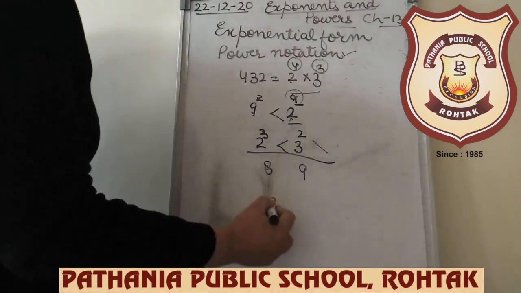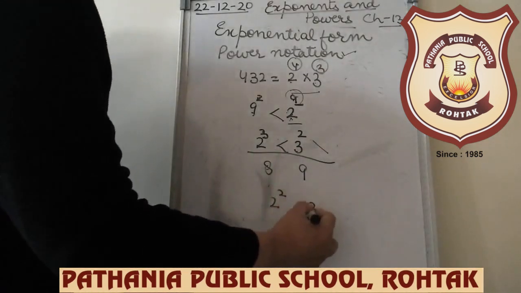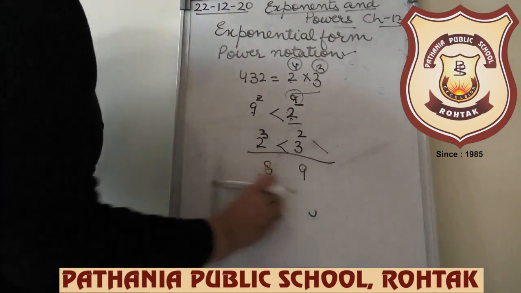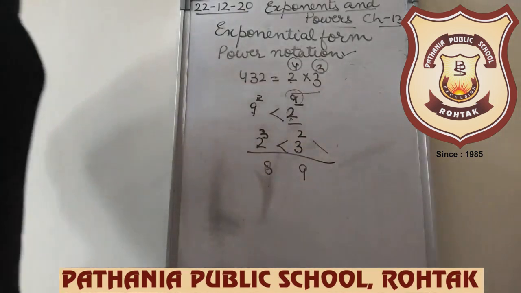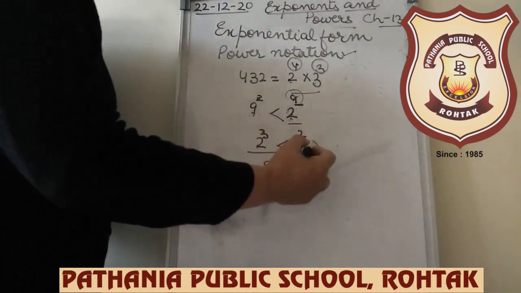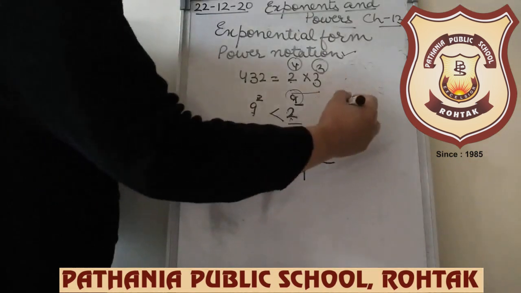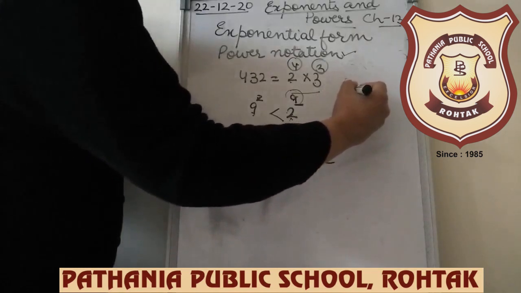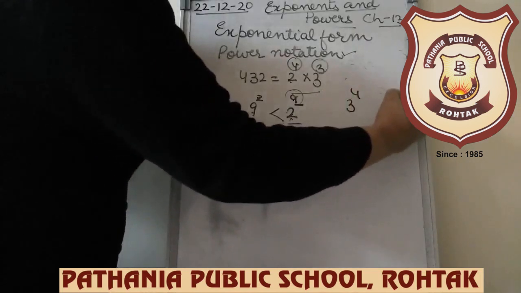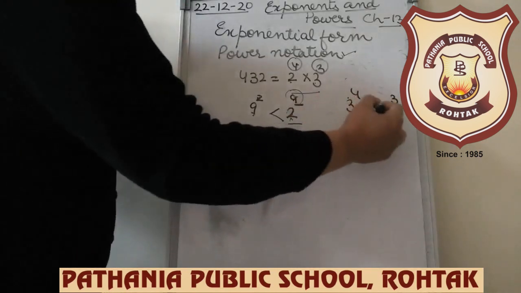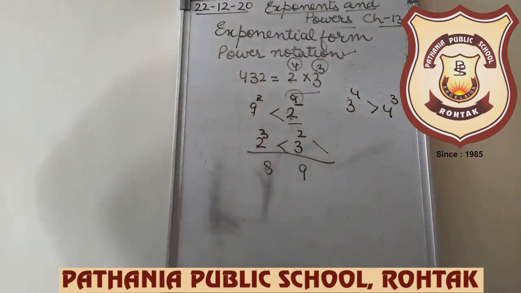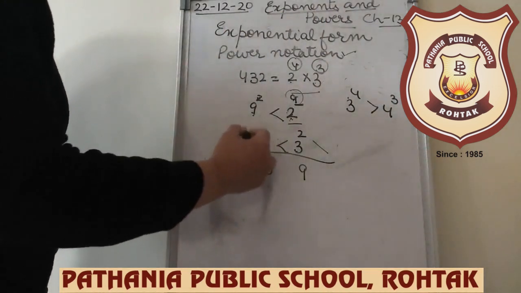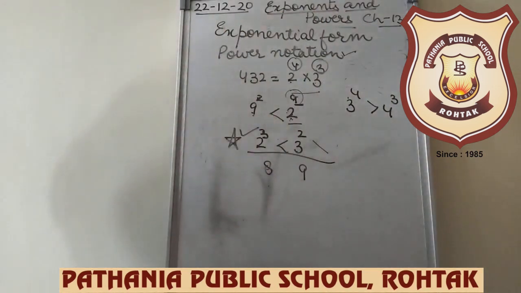So here only, till here there is an exception. Then 3 raised to the power 4 and 4 raised to the power 3, this one is going to be bigger. Okay, so the only exception is with this, so be careful with this.